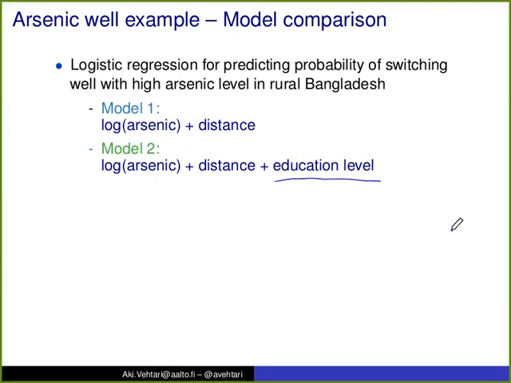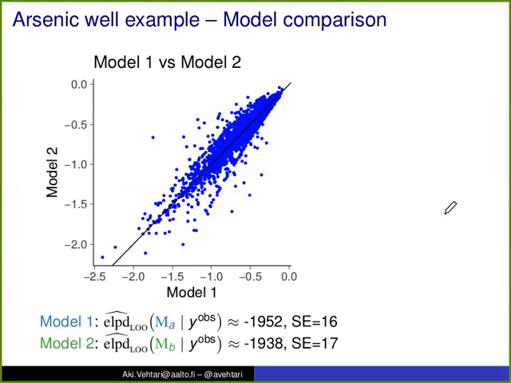And if it improves predictive performance, it means that the education level also affects this decision making. Here we have these individual, these pointwise ELPD values. On the x-axis we have model 1, and on the y-axis model 2. And we can see that overall, if some observation is easy to predict for model 1, it is easy to predict for model 2, so that we get a high log predictive density value. And if something is difficult to predict for model 1, it's difficult to predict also for model 2, so we get low log predictive densities.